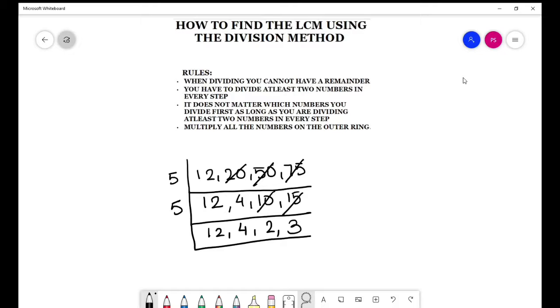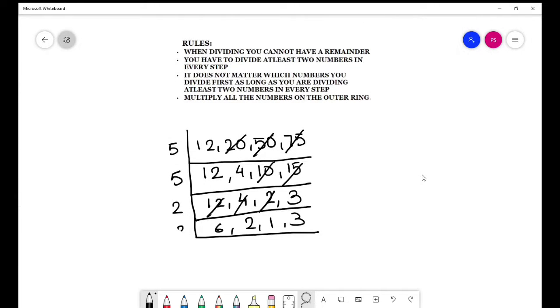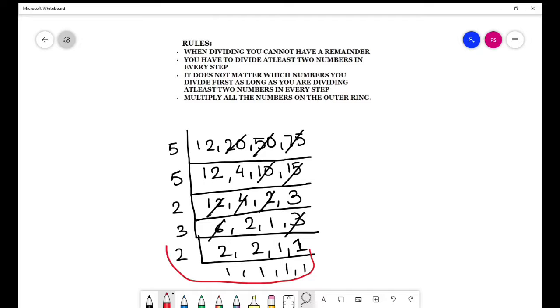So here I can say, well, let's start dividing by 2. I get a 6 here, I get a 2 here, and I get a 1 here. Because I was able to divide 3 numbers, I am still in the clear, and I keep going forward. Here, I divide by 3. So one number can divide, so that comes down in another number. And in the final step, we're going to divide by 2. And notice how I have all 1s in the bottom. So we don't divide the 1s, we don't really count the 1s, and here is my outer ring.